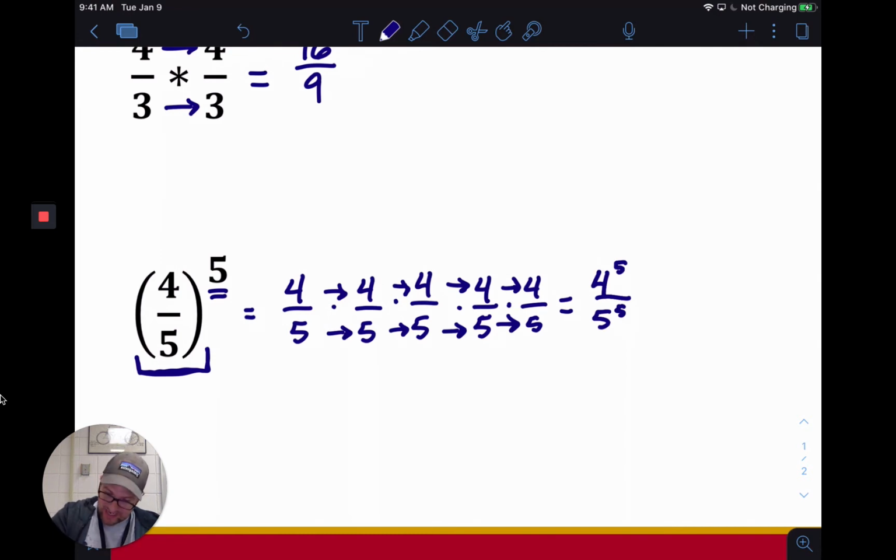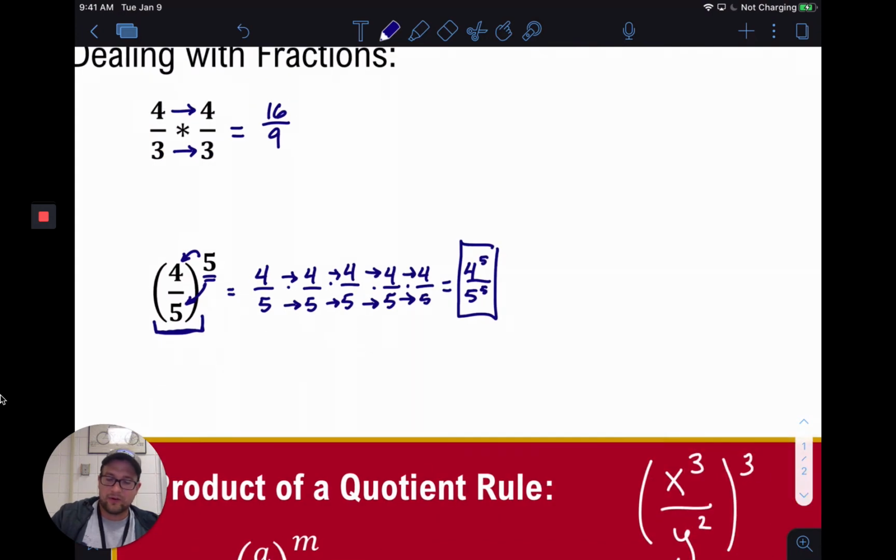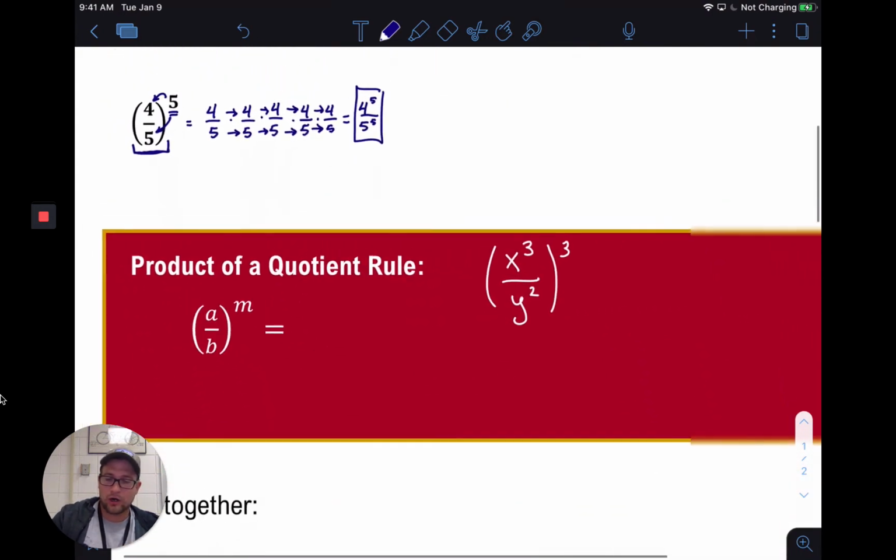Now I want you to notice something. It looks like that exponent of 5, we took the top, the numerator, and raised it to the 5th power, and we took the denominator and raised it to the 5th. It looks like that 5 goes to both of them from what we can see right here. So let's dig into that a little bit more. That's where we get our new exponent rule for the day, the power of a quotient rule.